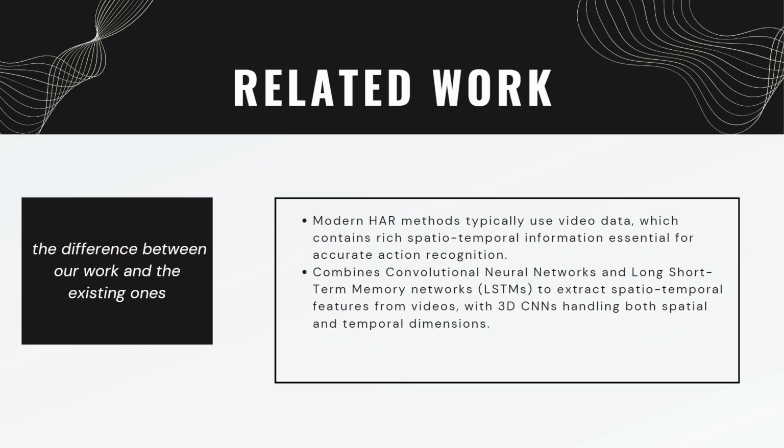The difference between our work and existing ones is that we detect the image, not the video. The existing ones usually detect video, and usually combine convolutional networks and long short-term memory networks to extract the spatial temporal features from the videos, usually with 3D CNNs handling both spatial and temporal.